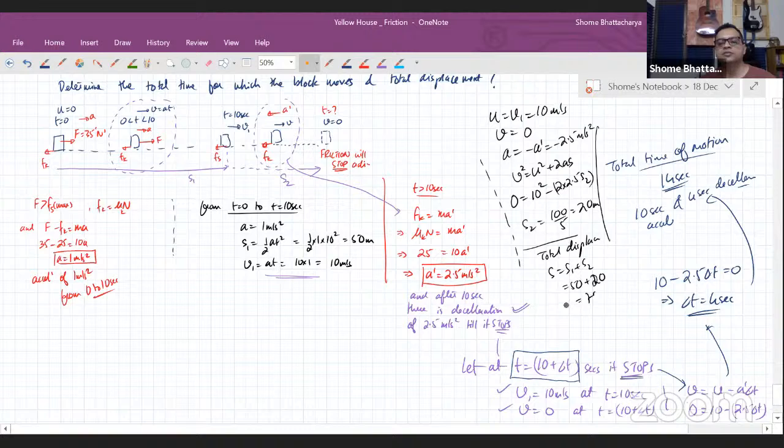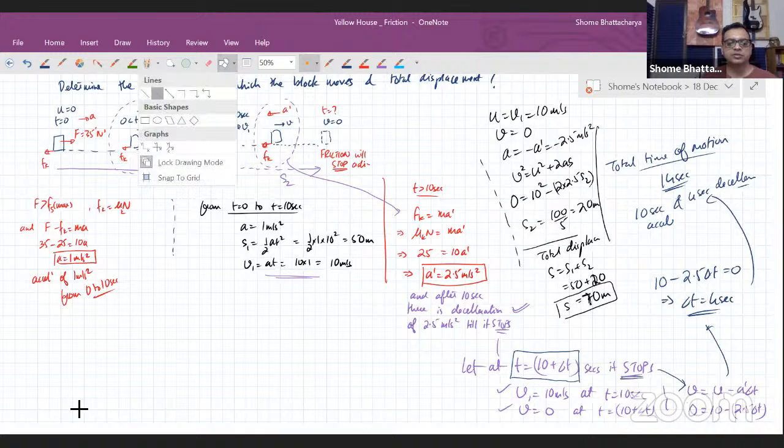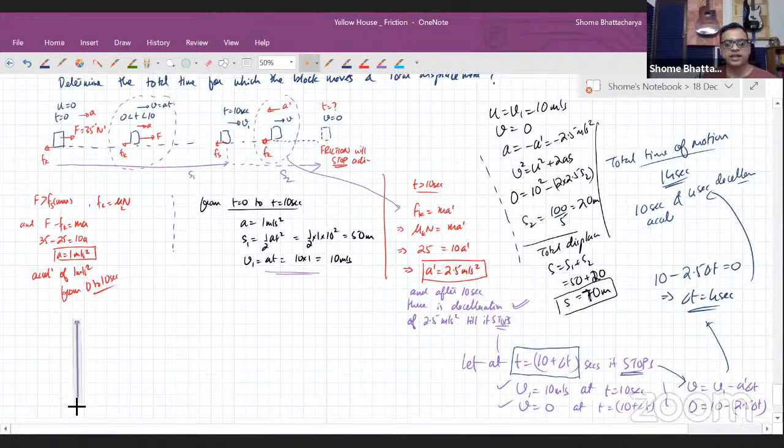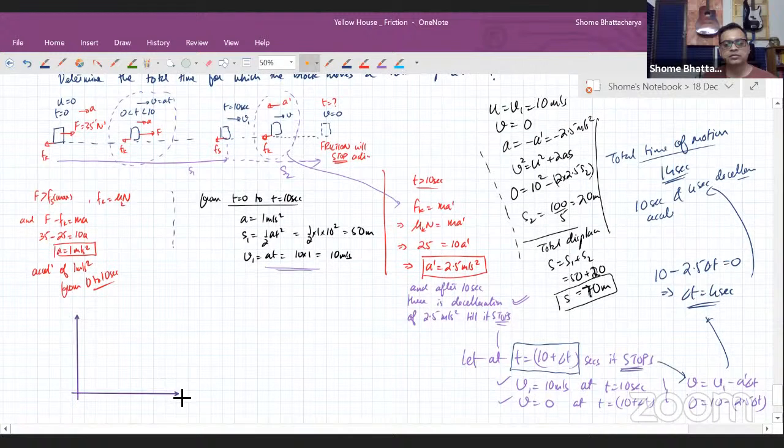But out of the 70 meters, for the first 50 meters, the block was accelerating. That's happening in the first 10 seconds. And the next 20 meters, the block is decelerating, and that's happening in a space of 4 seconds. So another way to interpret this result is that you just visualize the velocity time graph of the body or of the block. Okay.